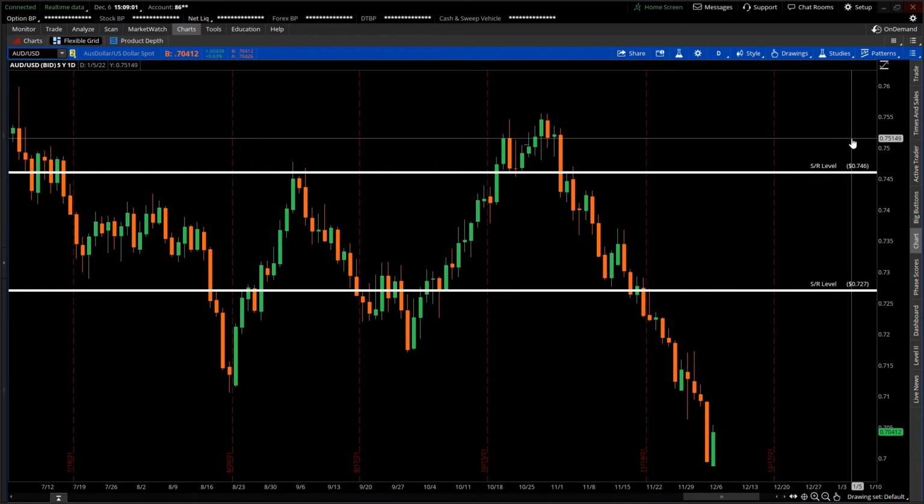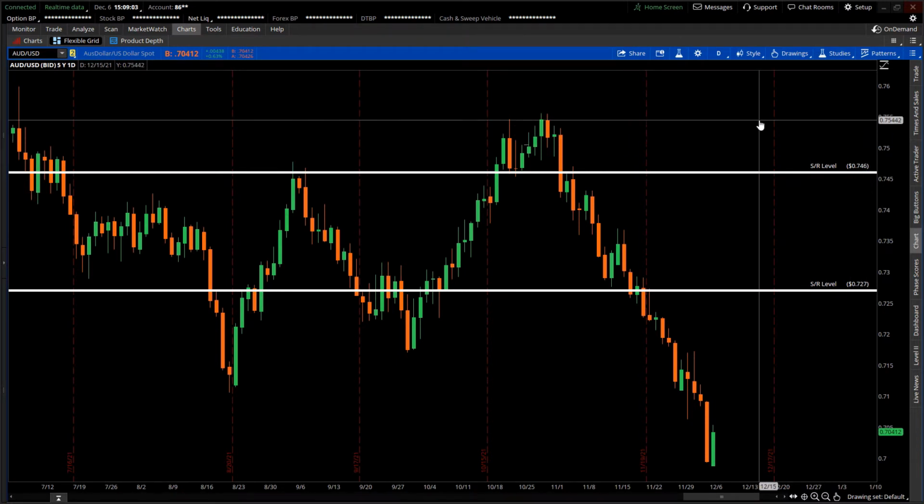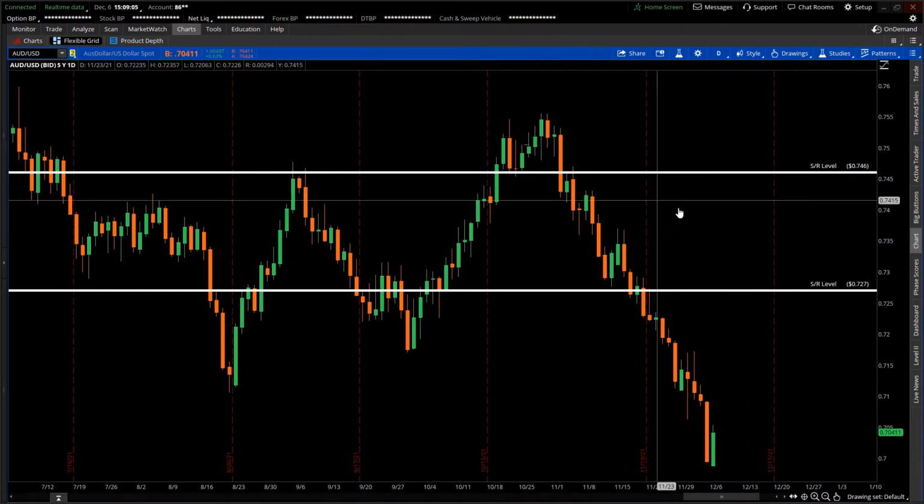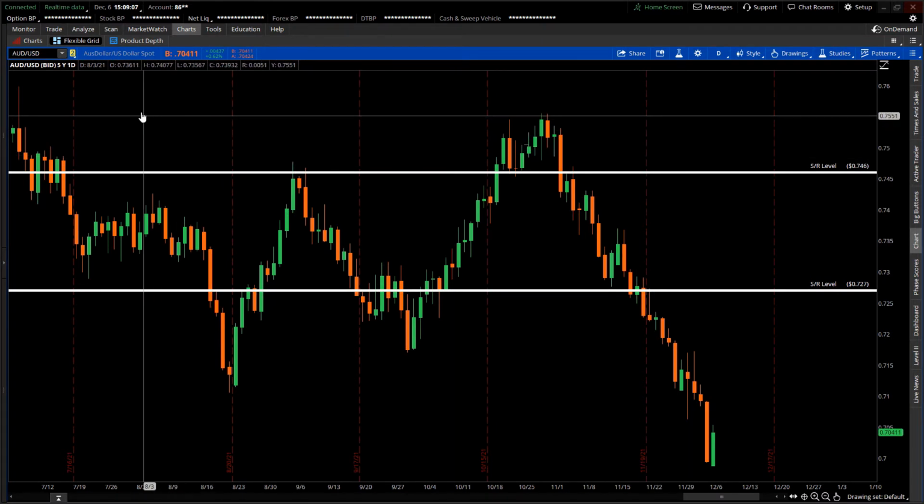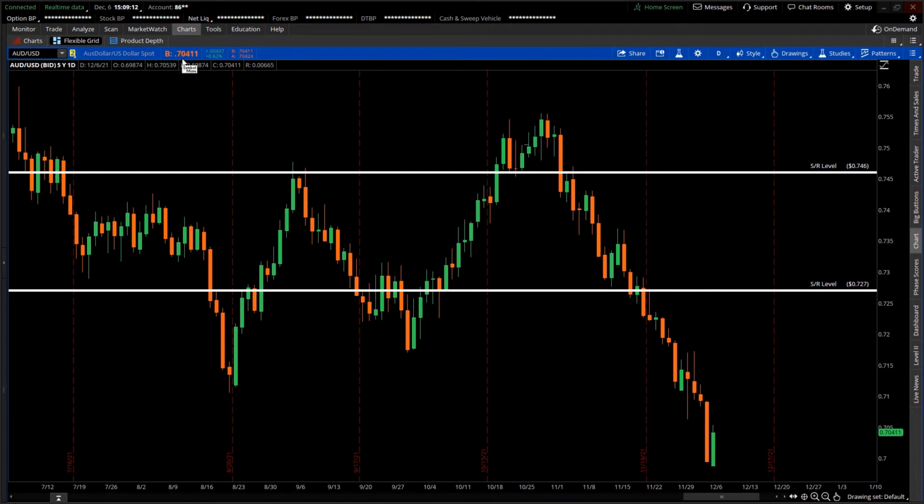Today is Monday, December 6th, and it's 3:09 p.m. Eastern Time. This is the daily chart for the Australian dollar, US dollar spot pair, which is currently trading at 0.7041. I've traded this pair frequently over the past month.